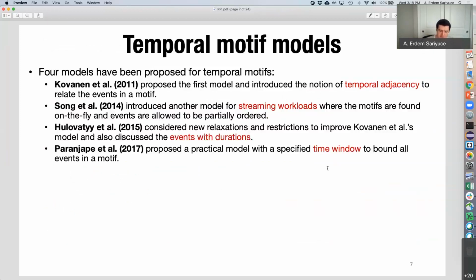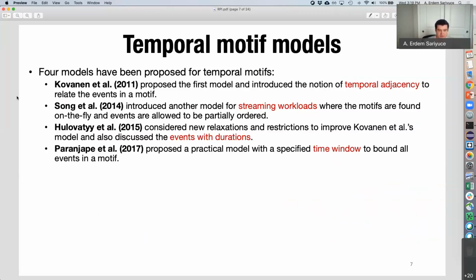To begin with, I want to introduce the temporal motif models in the literature. To the best of our knowledge, there were four. The entire research basically starts with Cohen et al.'s paper, which introduced the temporal motif idea for the first time and introduced this temporal adjacency idea to relate the events in a motif. But the most important thing is how we define the temporal connectivity for the nodes or the edges. This was published in a physics journal, where network scientists and statistical physicists are more engaged.